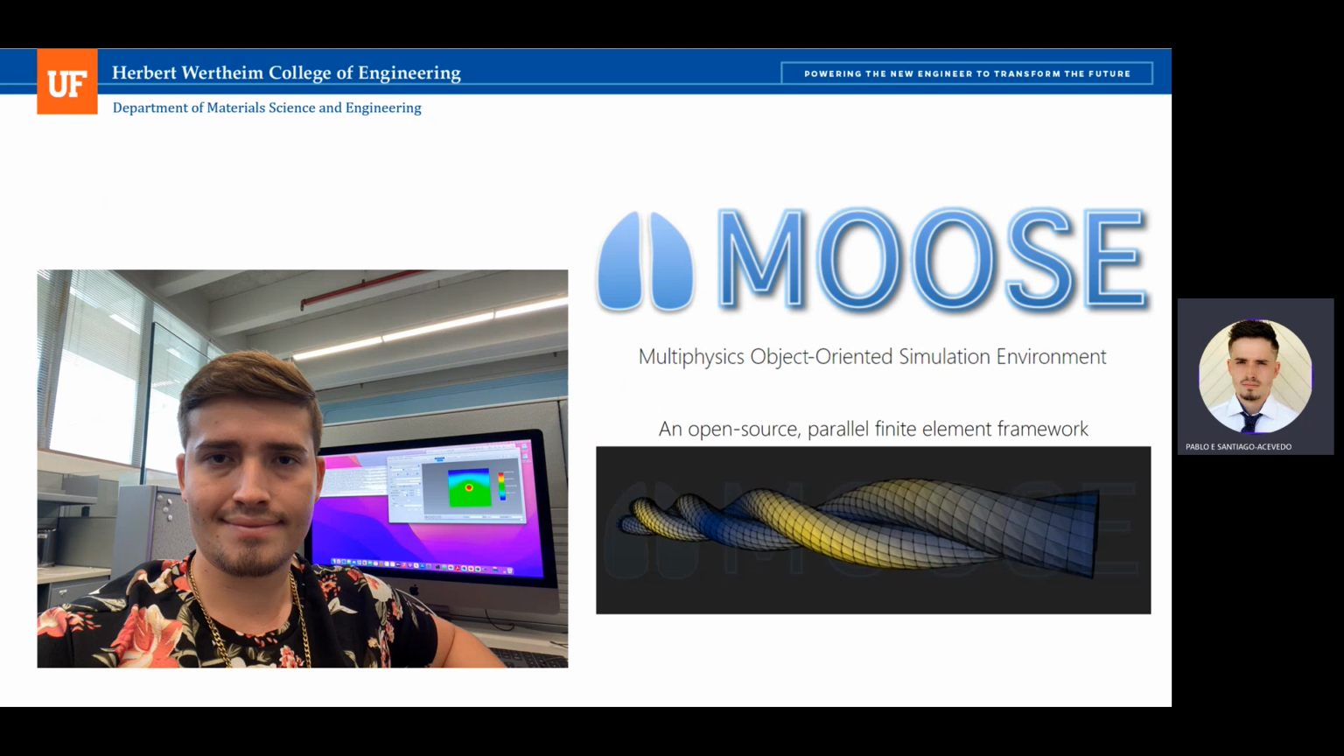To perform the simulations, the MOOSE finite element framework was used. That is a combination of the software Peacock and Atom, and also to obtain the models, the software Paraview was used.